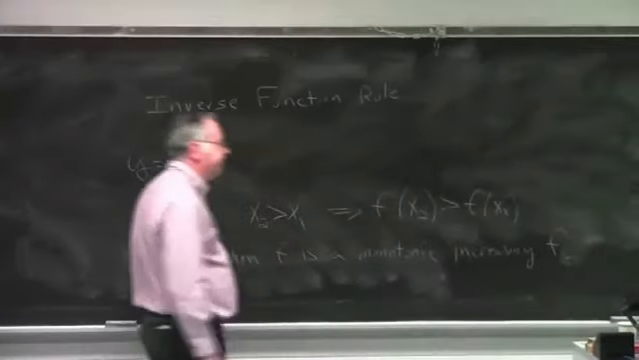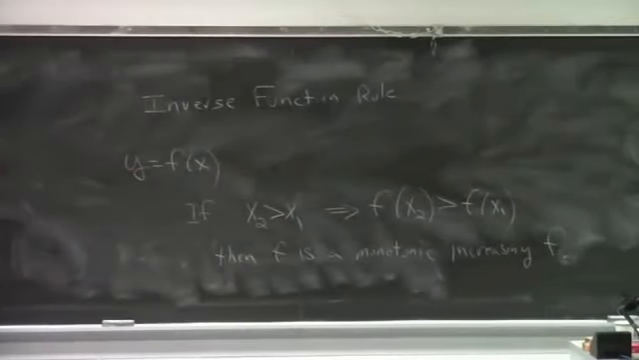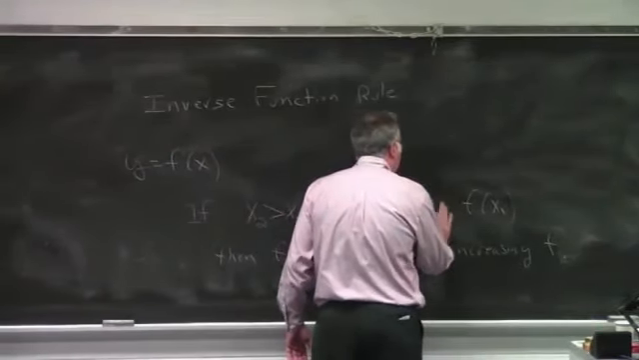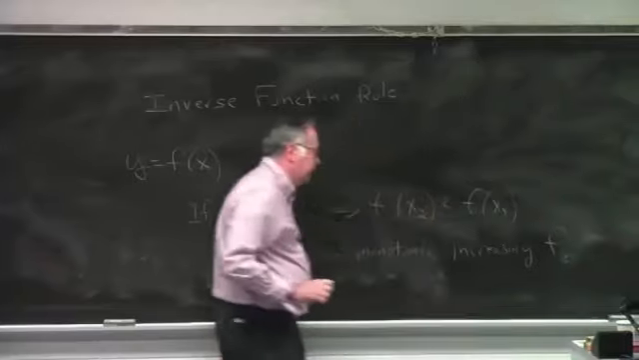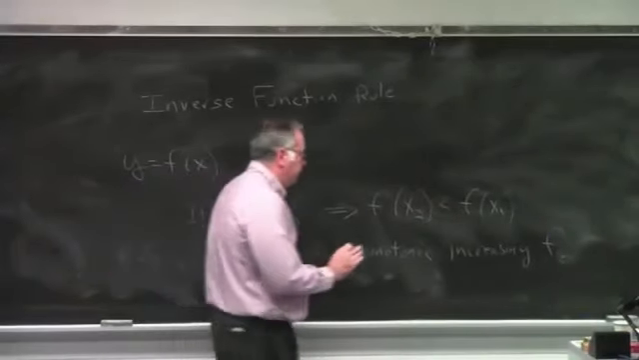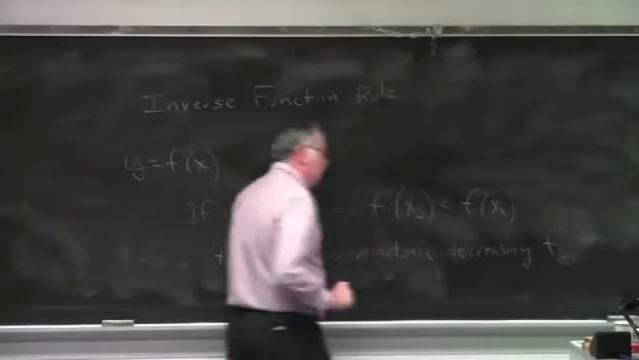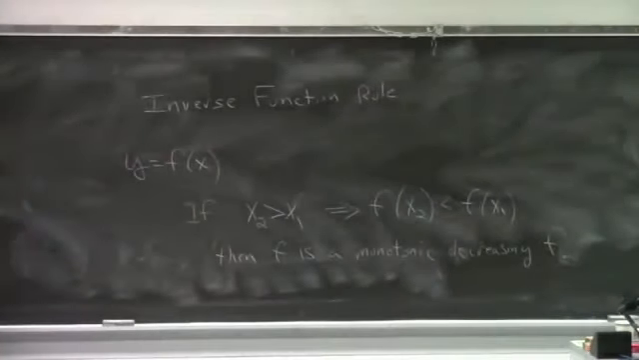If, on the other hand, x2 is greater than x1 implies that this is the other way, then it's a monotonic decreasing function. This may sound kind of abstract, so let's just take some simple examples.